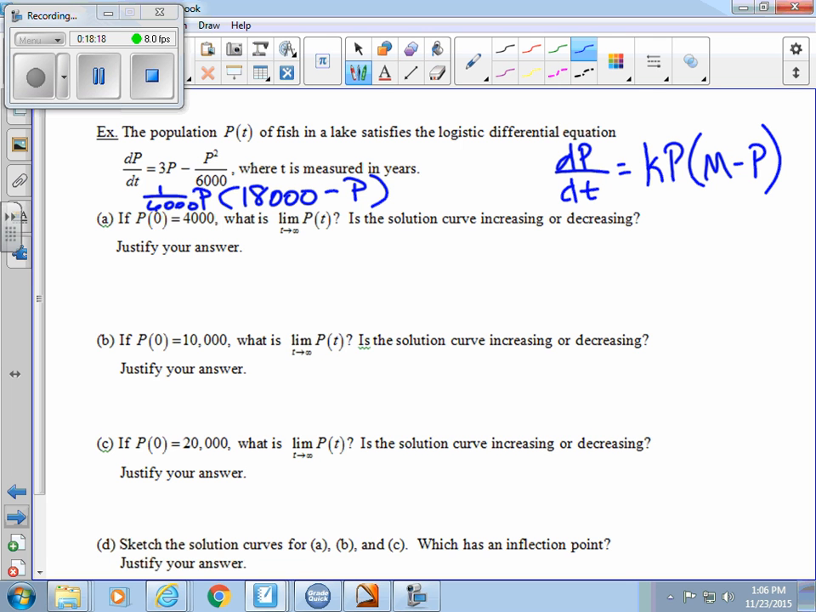So now, let's ask part A again. If P of 0 is 4,000, what is the limit as T approaches infinity of P of T? 18,000. You didn't do any work, right? How do you know it's 18,000? That is the limiting factor. Is the solution curve increasing or decreasing? And how do you know?